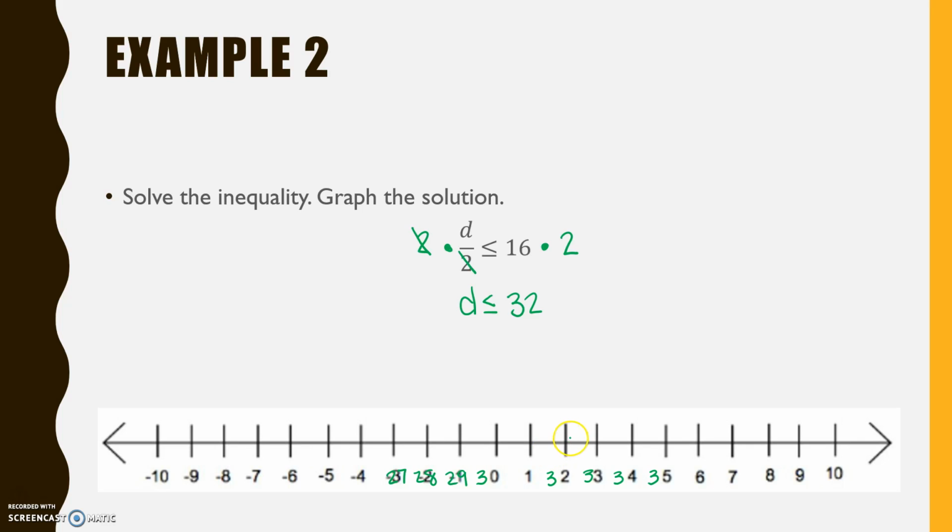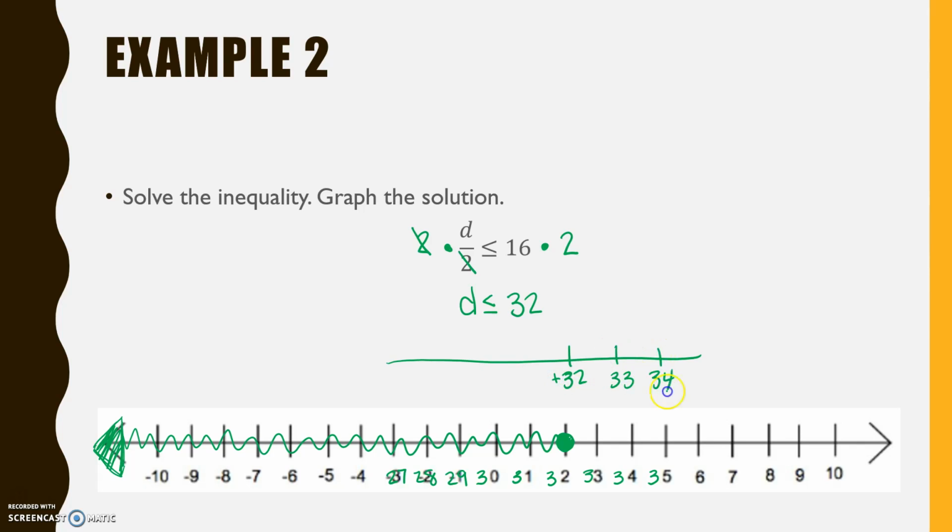So I'm going to put a circle at 32 and then shade it in because it is equal to. And I want all numbers that are less than 32, so I'm going to shade to the right. If you'd rather not write over the number line that's in your notes, you can draw your own number line and just put a positive 32 there. And then have 33, 34, either way. Whatever it takes for you to know what's happening.